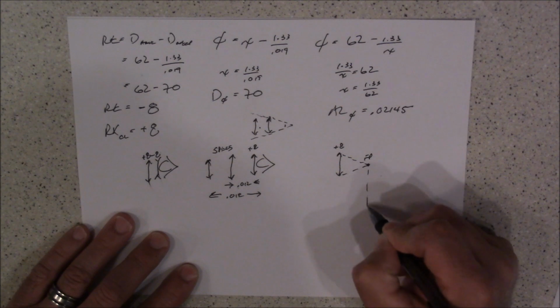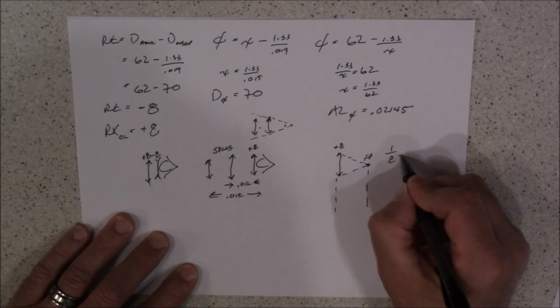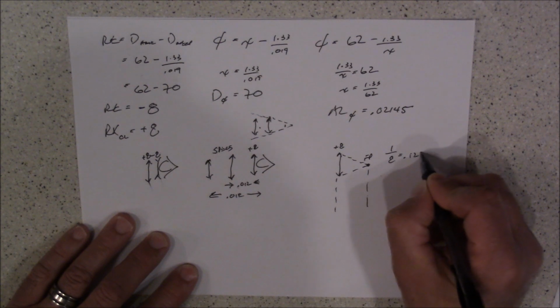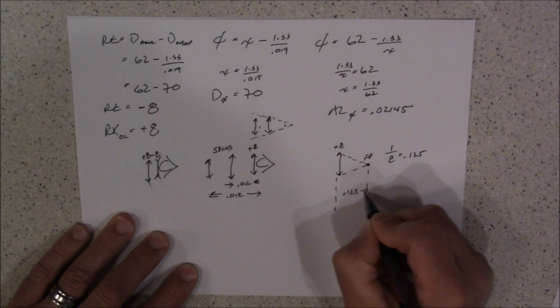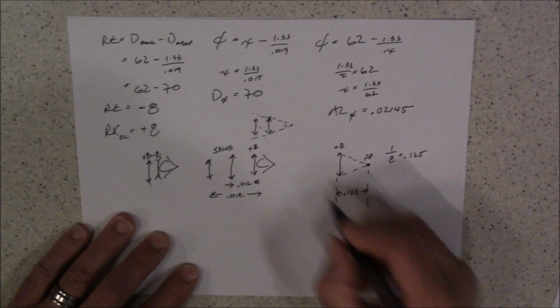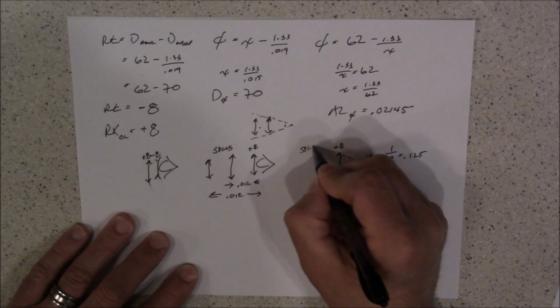I want to know what the focal length of that 8 diopter lens is. I'm going to take the inverse of the 8 diopters, and that gives me 0.125. So 0.125 meters from here to here. Now I'm going to put spectacles out here. These are where my specs are going to be again.